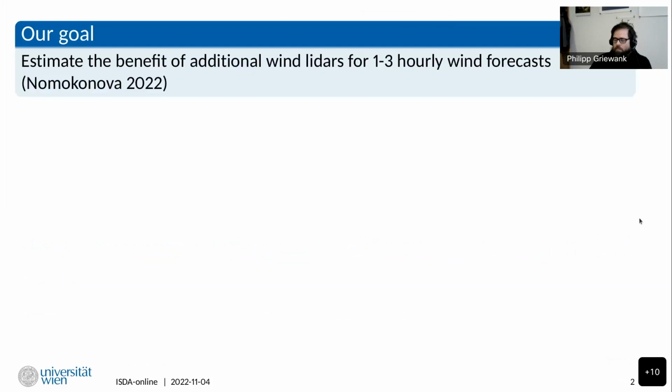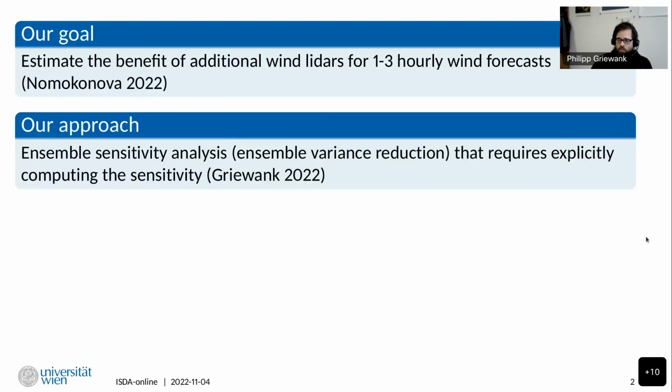So the general goal that we were aiming for was that we were trying to estimate the benefit of additional wind lidars for the 1 to 3 hourly wind forecast without running any additional simulations. So no OSSIs, but just do it all offline from already pre-existing simulations. And we have a paper on that. And the way we do it is with what we call ensemble sensitivity analysis or ensemble variance reduction. And the specific variation of the method that we use requires that we explicitly calculate this linear sensitivity.